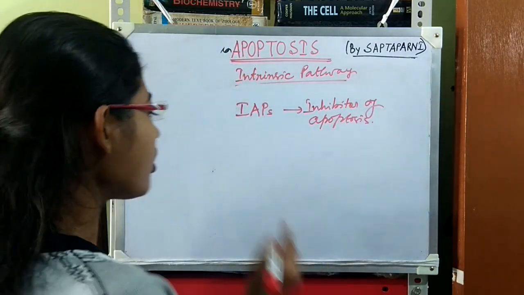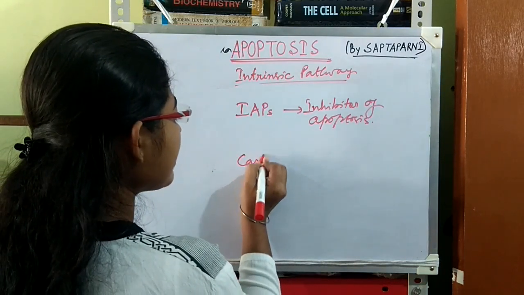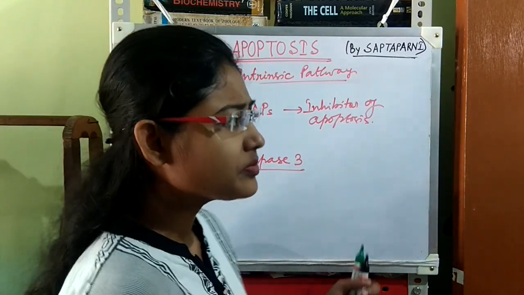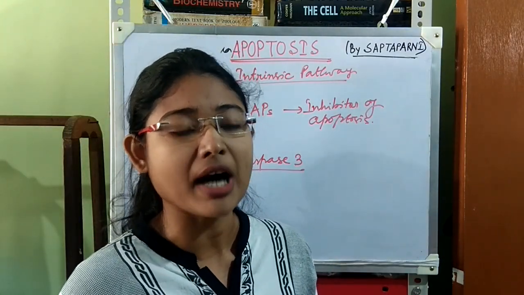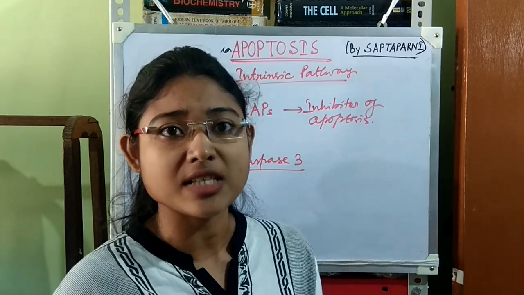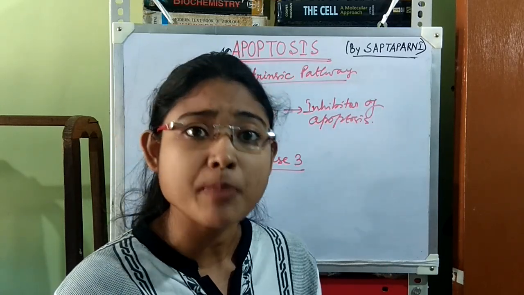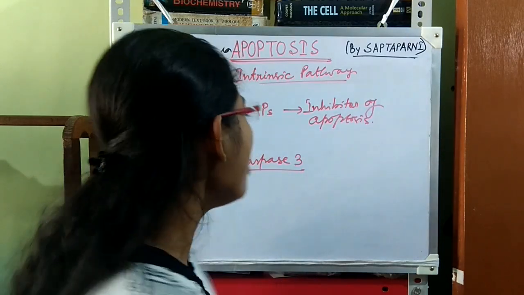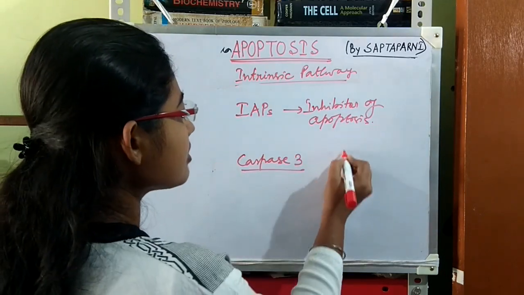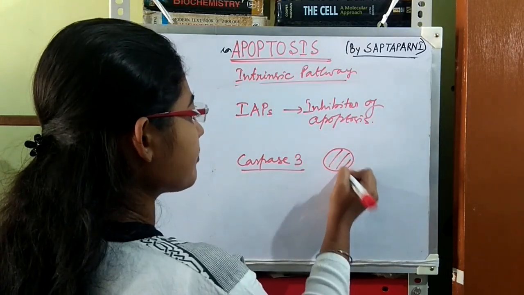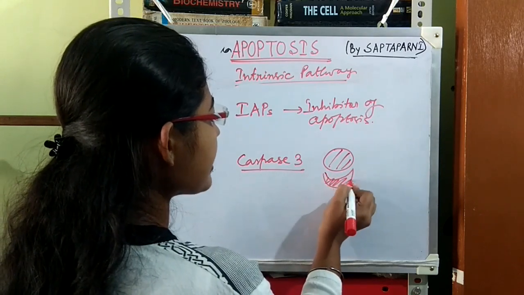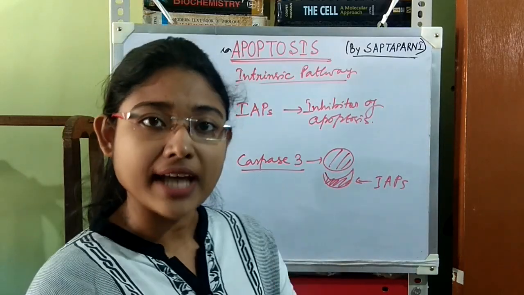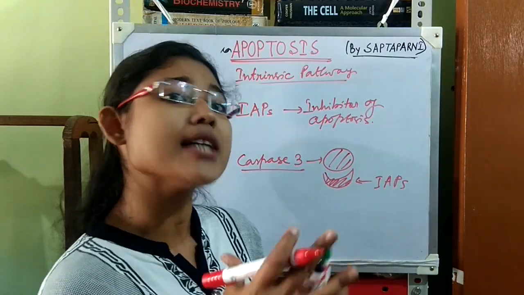This IAP, what does it do? It binds to caspase 3. Actually, in both the intrinsic and extrinsic pathway, the main executioner caspase which is activated is caspase 3, and that caspase 3 causes the cleavage of all target proteins. So IAPs bind to caspase 3 and block it, and that is how they inactivate the apoptosis pathway.